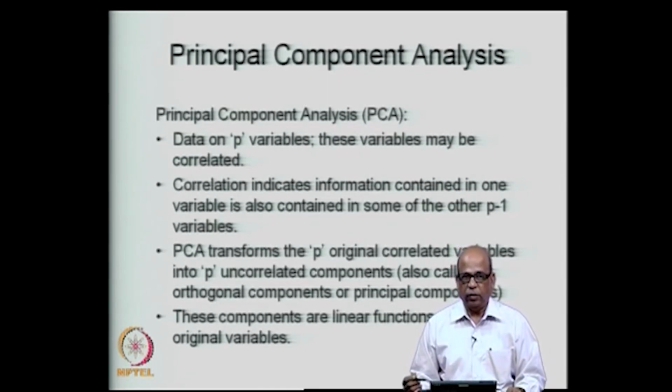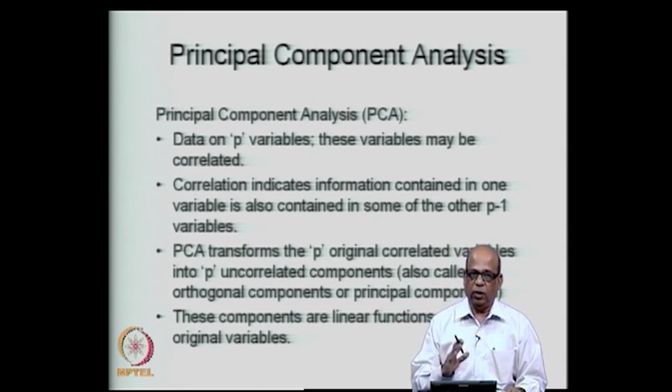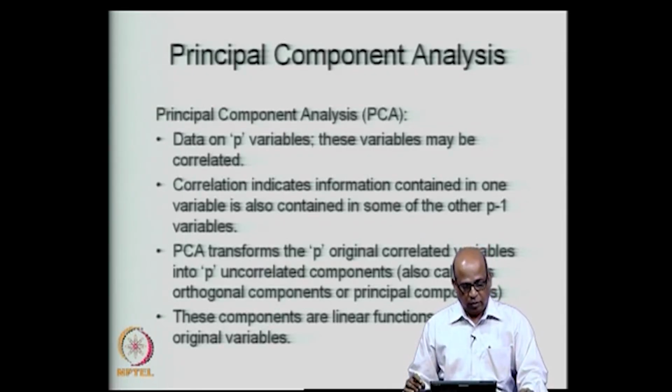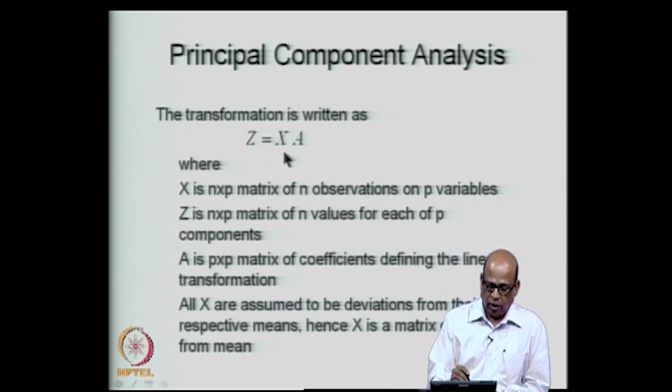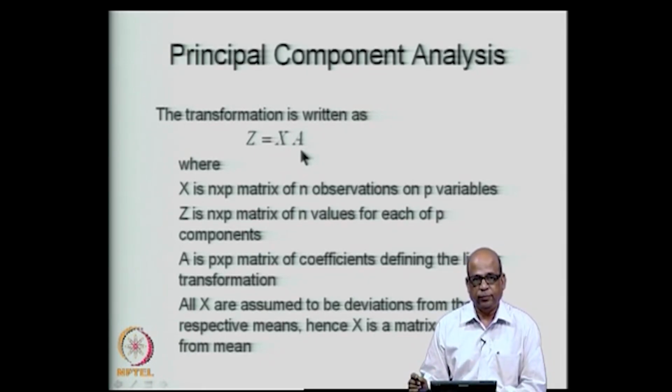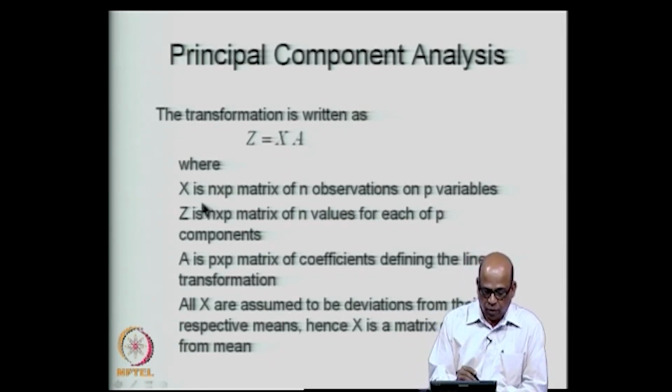Now, these components are actually linear functions of the original variables. So, you do a linear transformation of the original variables into some orthogonal axis. So, you are actually transforming the original data into some orthogonal components, and these are linear transformations. Let us say we write the transformation as Z is equal to X into A. Now, X is your n by p matrix of n observations on p variables.